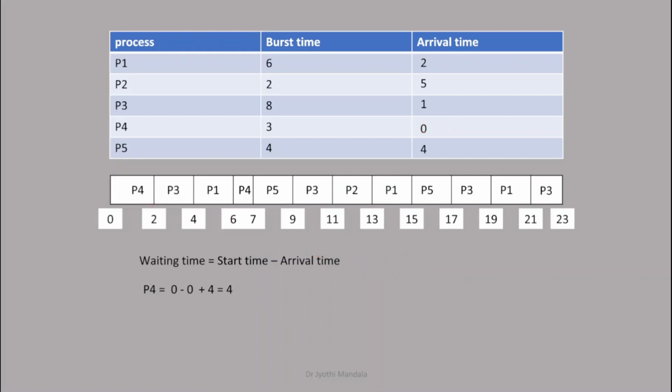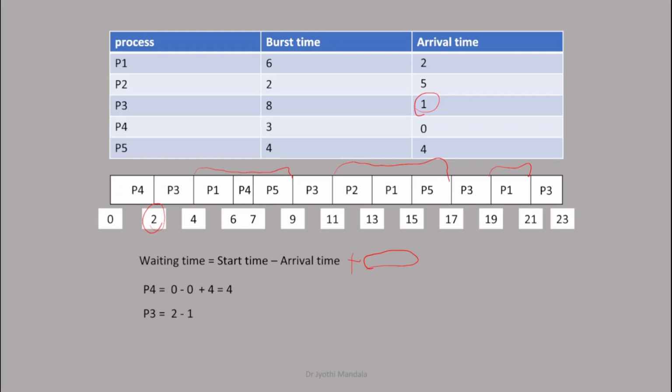Next one. Let us consider P3. Now for P3, what you need to do? You need to consider the start time minus arrival time, plus any other waiting time in this. The start time is 2 seconds. The arrival time for P3 is 1 second, plus any waiting time you have. Waiting time is from here to here, and from here to here, and from here to here, isn't it? So that is what we need to add here.